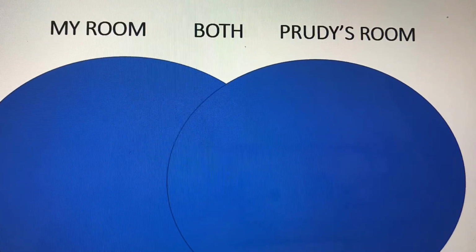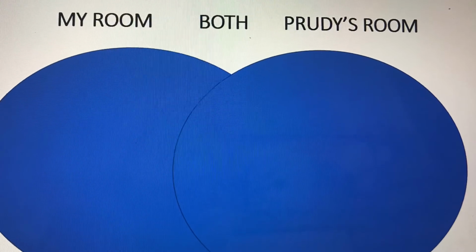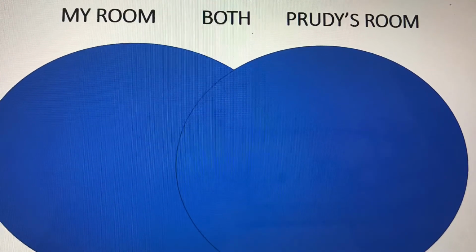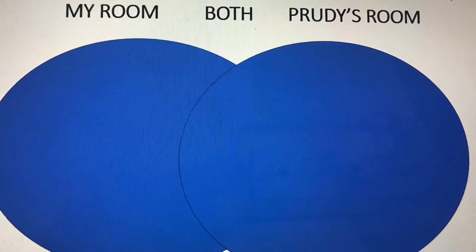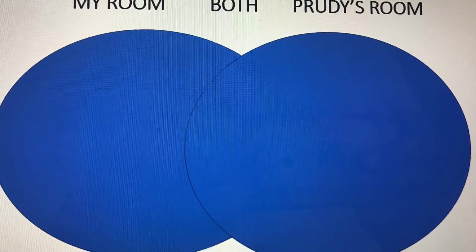Now your task is, on one side of the circle you can write 3 points about your room. On the other side you can write 3 points about Prudy's room, and in the center, common points about both.